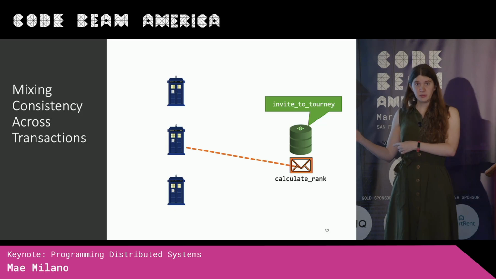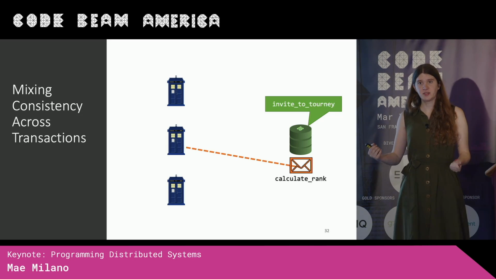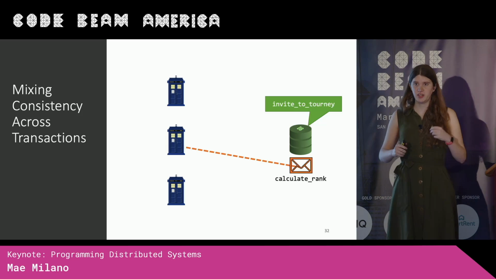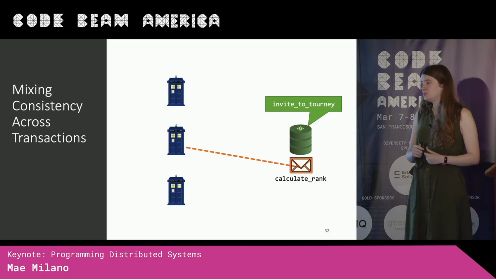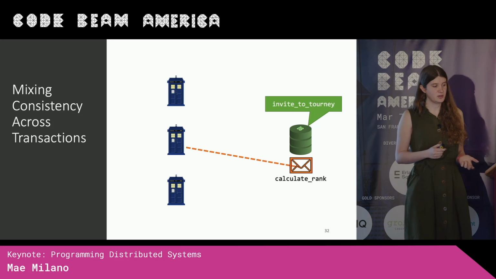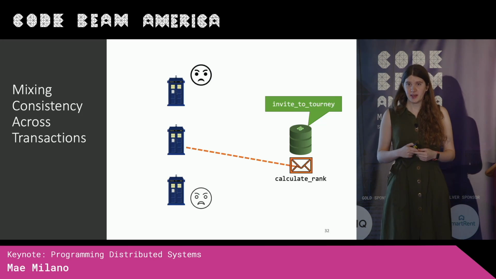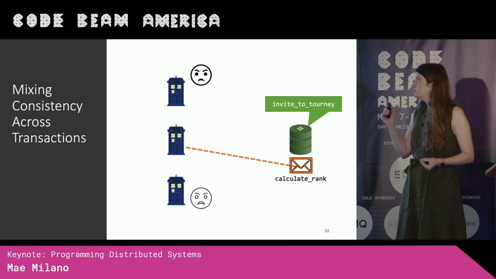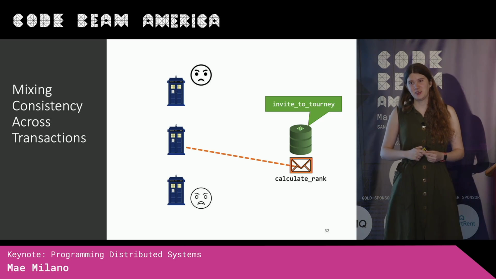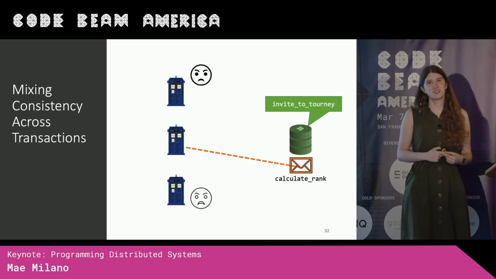While the invite to tournament transaction will run with strong consistency against a strongly consistent database that can pretend like it's a single machine, by the time we run that, it's too late. We're not going to get the 10 best players in the world. Instead, what we will get is a bunch of angry emails from people looking at different replicas who think that they're the 10 best players in the world. This is a terrible outcome.